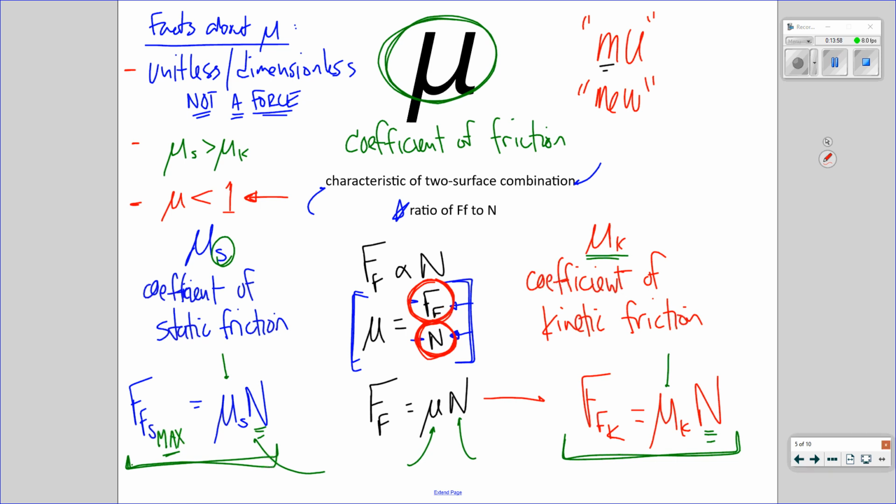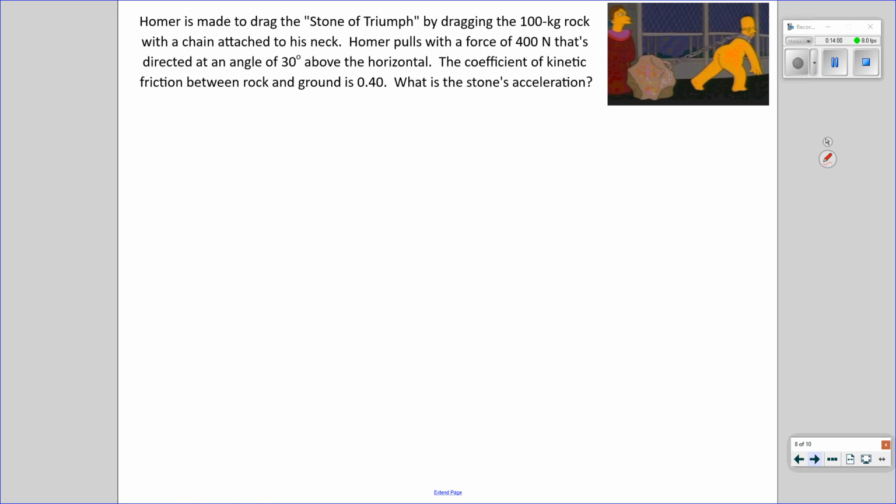Okay, here's an example problem. If you've never seen the Stonecutters episode of The Simpsons, you should stop what you're doing and go ahead and watch it. So in this episode, Homer is spying on his friends who are going to a secret meeting every so often, and he falls through the glass ceiling of this building, and they realize that he's the chosen one because he has the mark of the Stonecutters as a birthmark, and so he is made to drag the Stone of Triumph by a chain wrapped around his neck. It's a great little scene there, folks.